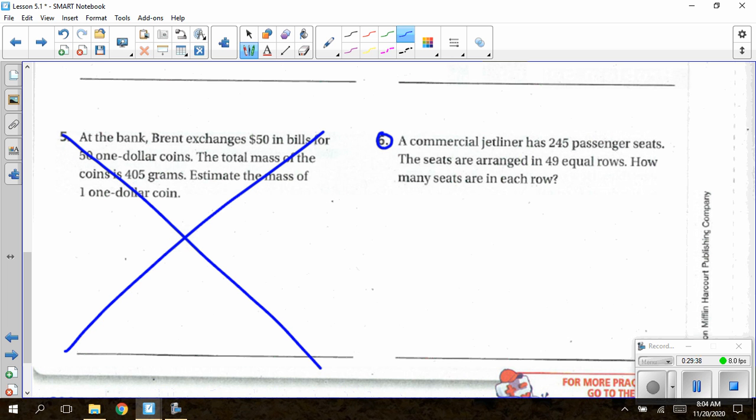So because I know the total and I know how many rows there are, I am going to take the total number of seats. Oops, it should be a 5. I'm going to take the total number of seats, and I'm going to divide it by the number of rows there are. And that should not give you a remainder as you do your division problem. So you should be able to figure out from there how many seats per row.